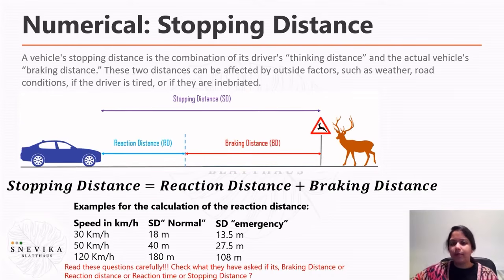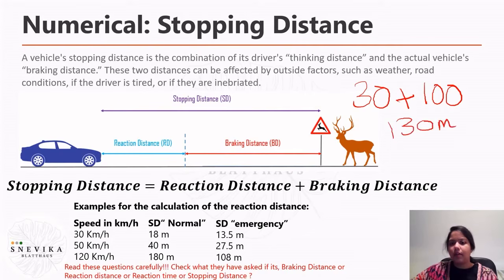So for 100, your reaction distance is 100 divided by 10 into 3. So that is nothing but 30, plus your braking distance is going to be 100 meters, because it is 100 into 100 divided by 10 and 10. So it will become 100. So your total answer is 130 meters.